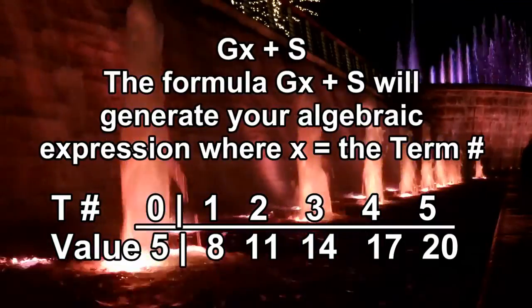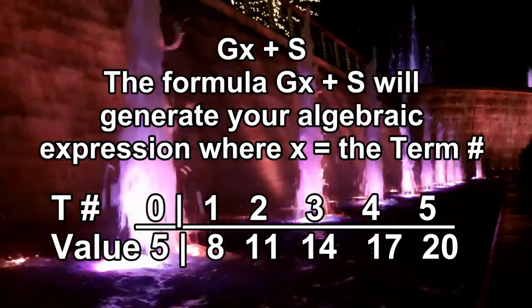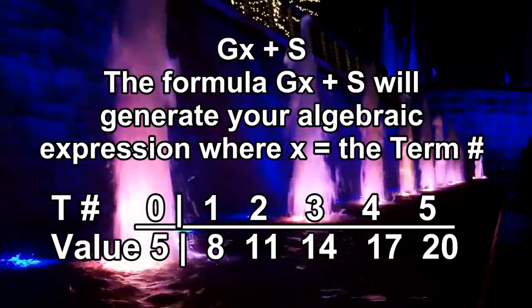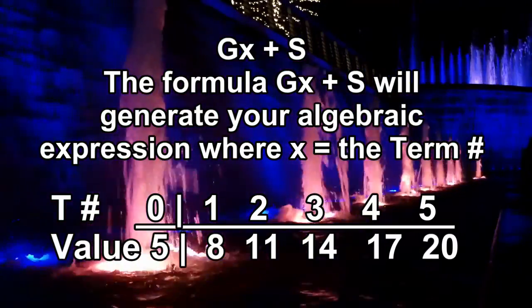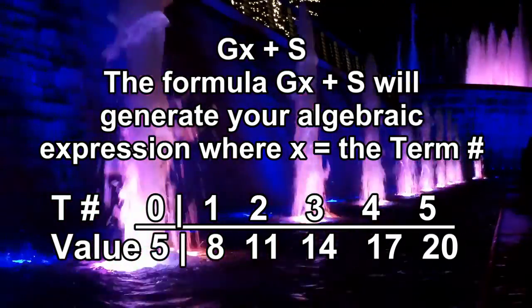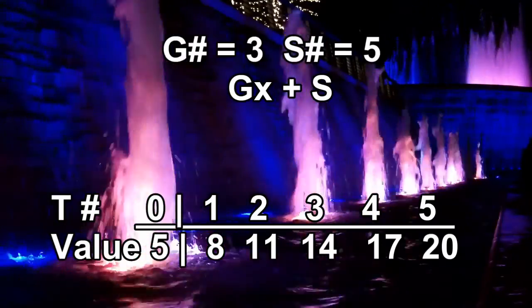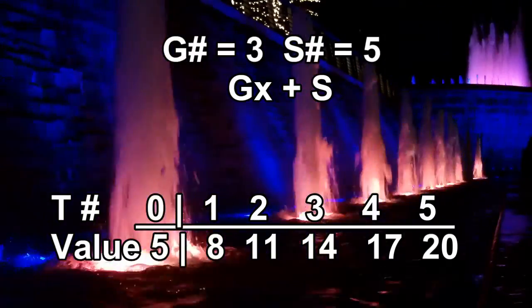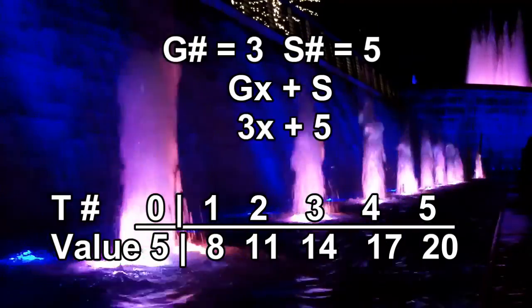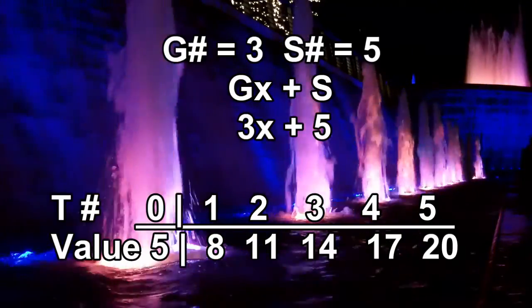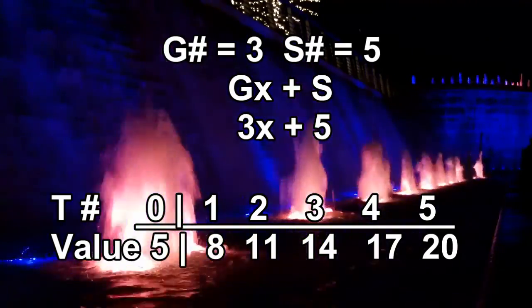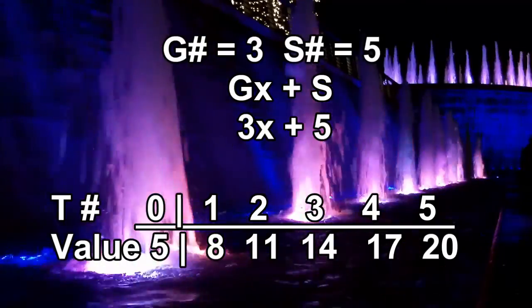We could use the formula Gx+S to generate our algebraic expression where x equals the term number. Now that we know that the growing number is 3 and the starting number is 5, let's replace G and S in Gx+S with the 3 and the 5. Our algebraic expression would be 3x plus 5.